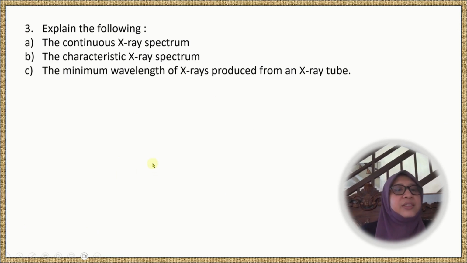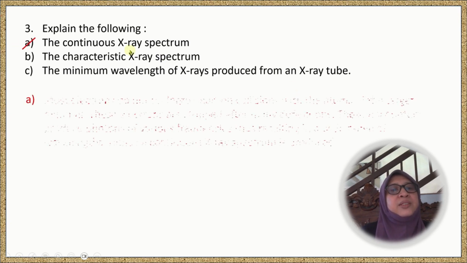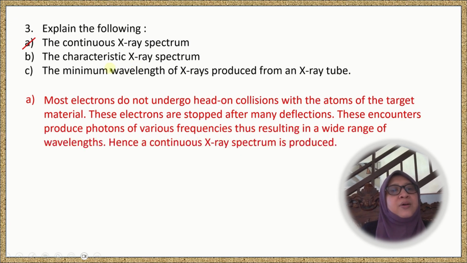Okay, question 3. Explain the following: the continuous X-ray spectrum, the characteristic X-ray spectrum, and the minimum wavelength of X-rays produced from an X-ray tube. First, the continuous X-ray spectrum. What is the continuous X-ray spectrum? Most electrons do not undergo head-on collisions with the atoms of the target material. These electrons are stopped after many deflections. These encounters produce photons of various frequencies, thus resulting in a wide range of wavelengths. Hence, a continuous X-ray spectrum is produced.